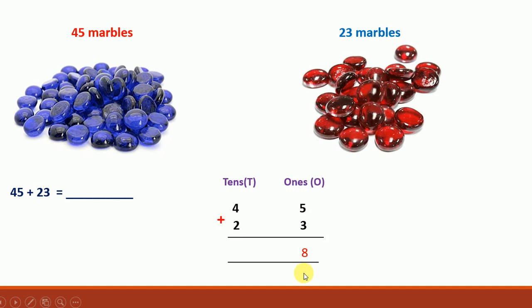Now we have to move to the next place on the left side. On the left side we have the tens place. So in the tens, we have 4 tens and then 2 tens. Okay, so 4, keep it in your mind. Again take 2 on your finger. 4, after 4: 5, 6. So the answer is 68. There are 68 marbles in all.